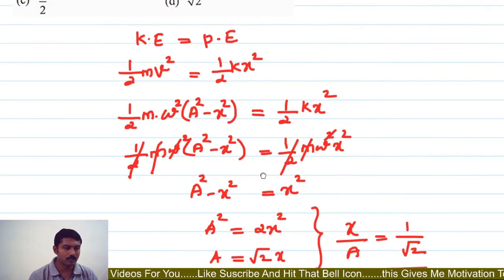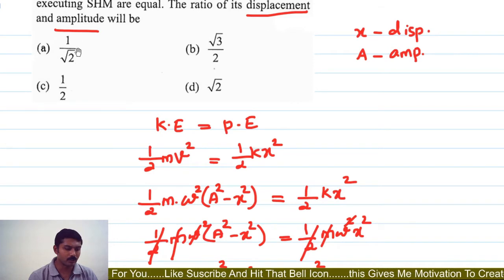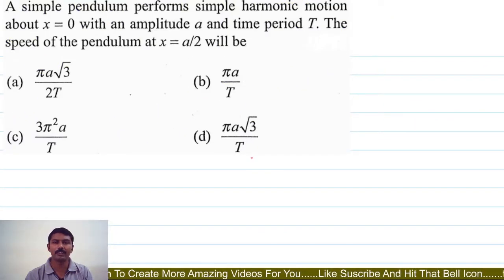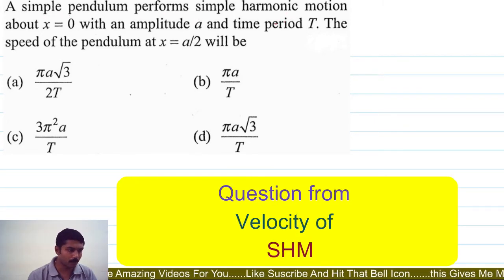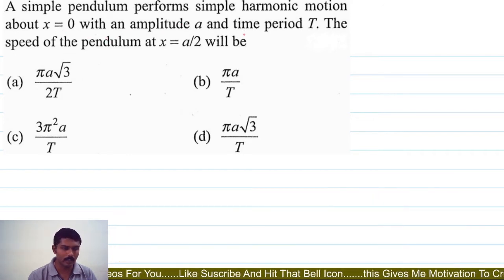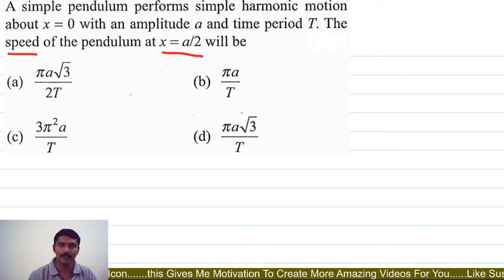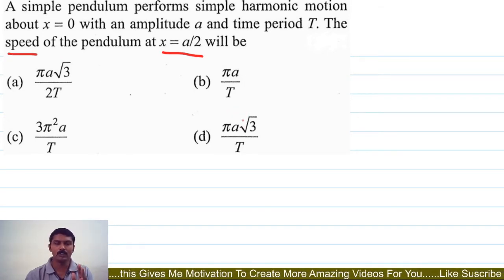Look at the options. Displacement is to amplitude as 1 is to root 2, so this is the right answer. Now let's look at the next question. A simple pendulum performs simple harmonic motion about the x equal to 0 position with an amplitude a and time period T. The speed of the pendulum at x equal to a by 2 will be... you have to find out the speed. This question for calculating velocity will be very, very important.